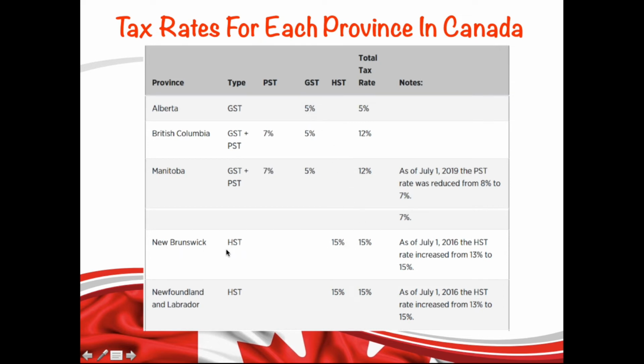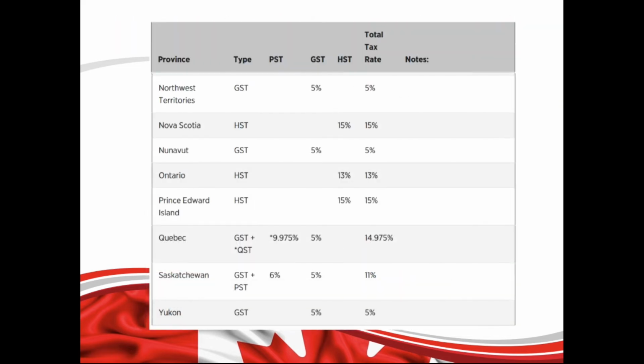For example, for the province of New Brunswick, the total tax rate is 15%. So from that, 5% is your GST and 10% is PST. So the combination of both is 15%. Similarly, if you look at the tax rate of Ontario, then it is different. It is a total of 13%, which is HST. That means from that, 5% is your GST and 8% is your PST. So the addition of both is 13%.